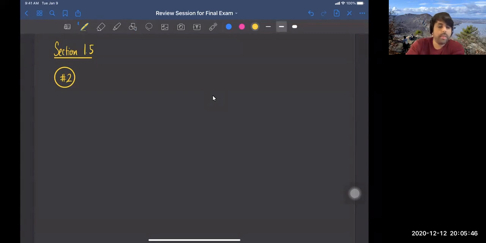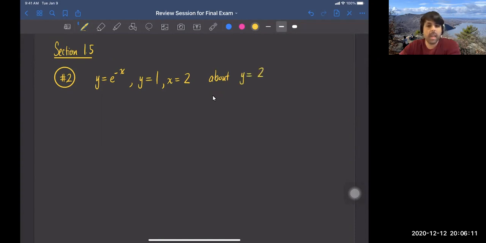So what do we have? We got y equals e to the negative x. We got y equals 1. We got x equals 2. And we're going to rotate the region about the axis y equals 2. So a crucial step for this is to graph and sketch the region correctly.